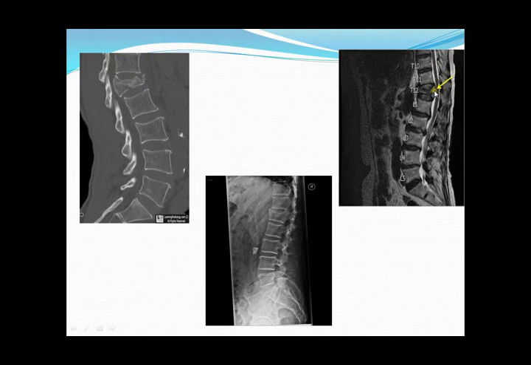So if you look at this one, that is the MRI, and D12 vertebra is collapsed, that is compressing the spinal cord, and both the anterior and middle columns are involved, and this is again unstable. So whenever there is unstable spine, that needs stabilization, and for that we go for surgery.